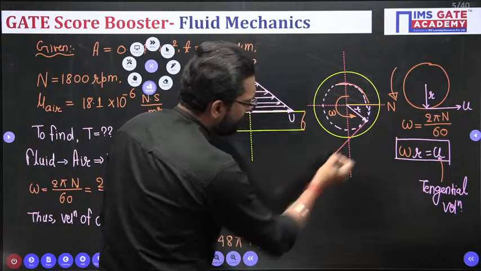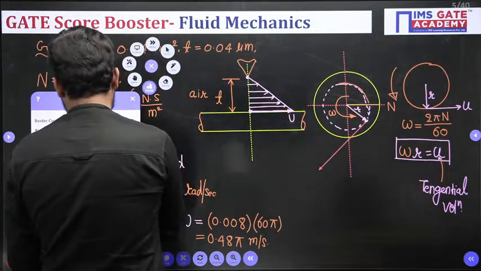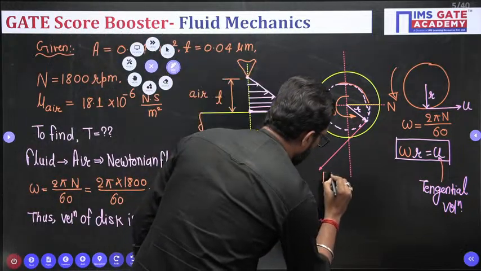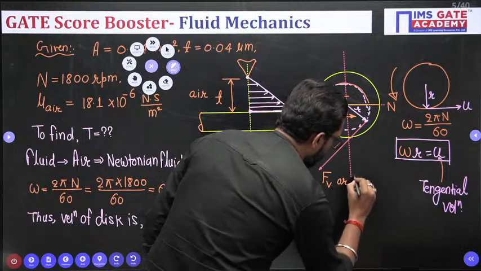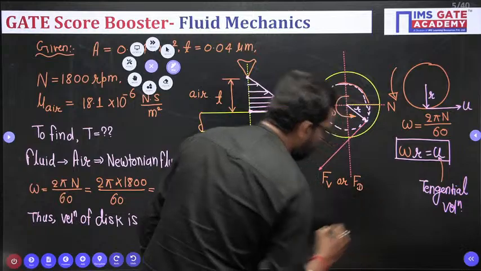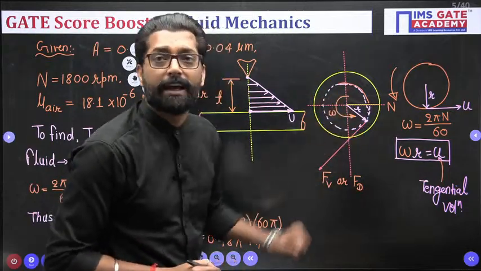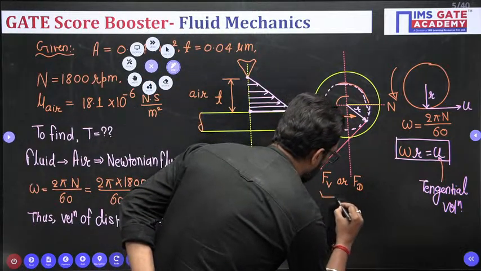So in this direction there is a viscous force, or you can say a drag force, anything you want to say. This is the viscous force or drag force on the plate due to the air. So this viscous force or drag force, who is responsible?